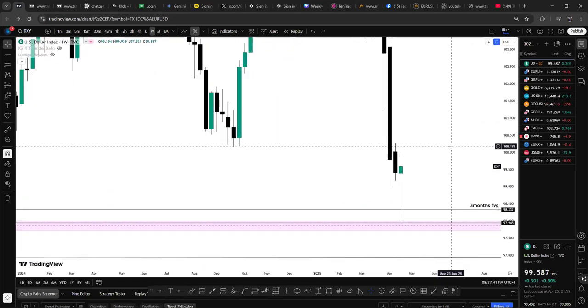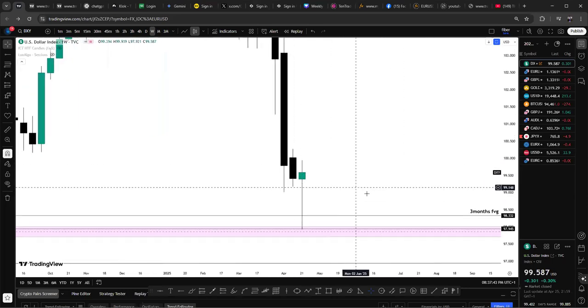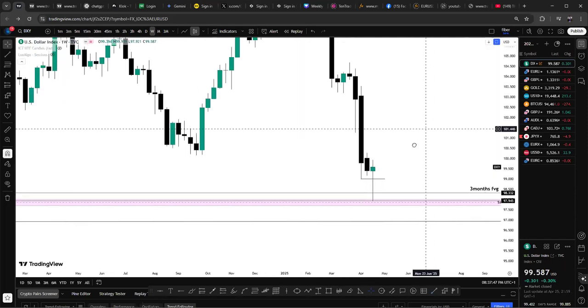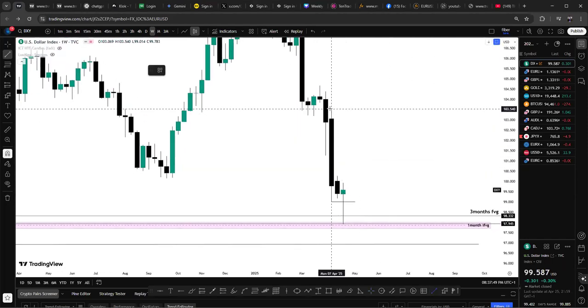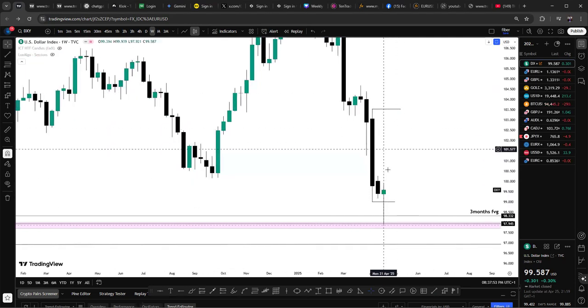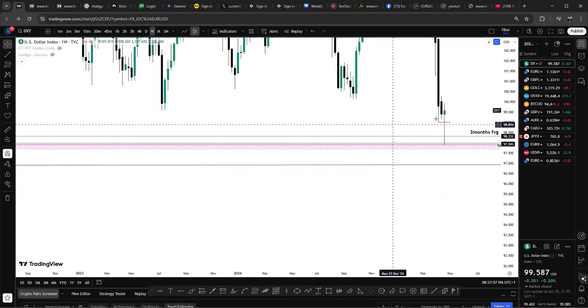So we had a good rejection from this area on the weekly time frame. I see most of you marking this out as a CRT. It's possible that we can be having a CRT. Maybe we're now in for a deeper correction, right? And this should actually be a CRT based on the fact that price is reacting up from this key level.